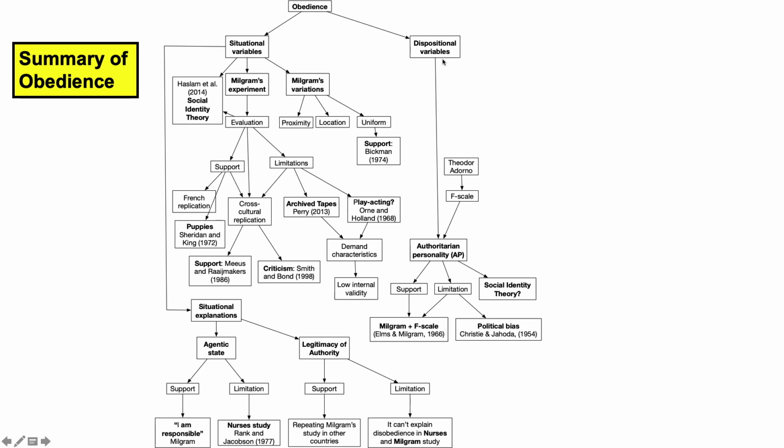On the dispositional variables side, you've got Adorno's F scale, which he used to build the authoritarian personality scale, and then some supporting and criticizing research studies to that. And also there, as an alternative explanation, we can bring in social identity theory.